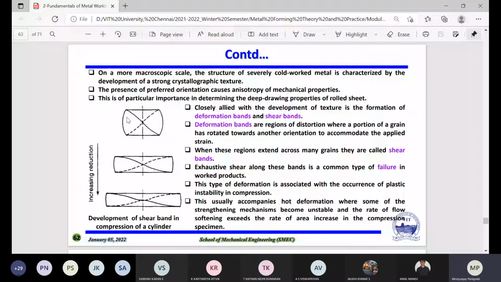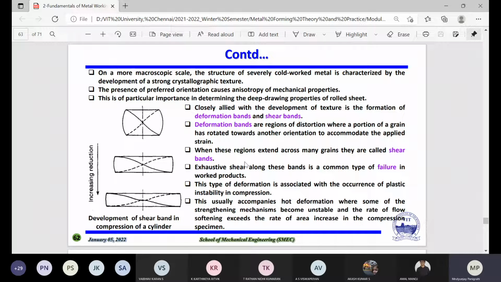So that means here you are finding some deformation bands, and at the same time also you are finding some shear bands. So how to define the deformation band? The deformation bands are a region of distortion where a portion of a grain has rotated towards another orientation. If you remember when we talked about recovery and recrystallization, I put some T-shape structure. So there also, the grain, in one size let's say, will rotate or it will orient in some other shape or in another position. Okay, but with respect to the strength. So these are known as the deformation band.